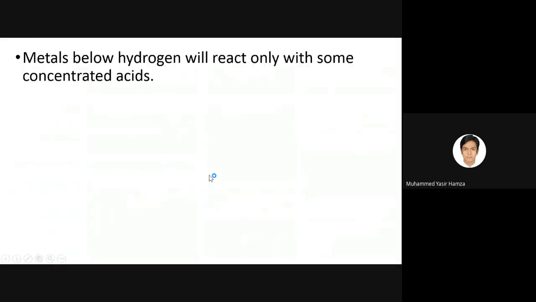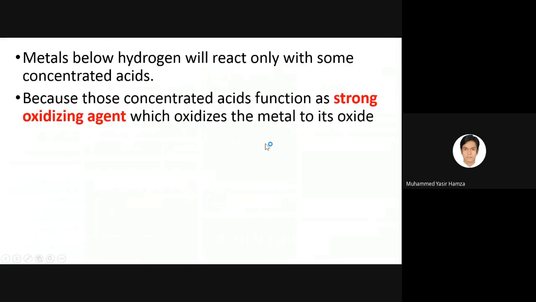So they cannot remove hydrogen. So metals below hydrogen will react only with some concentrated acids, because those concentrated acids function as a strong oxidizing agent which oxidizes the metal to its oxide.